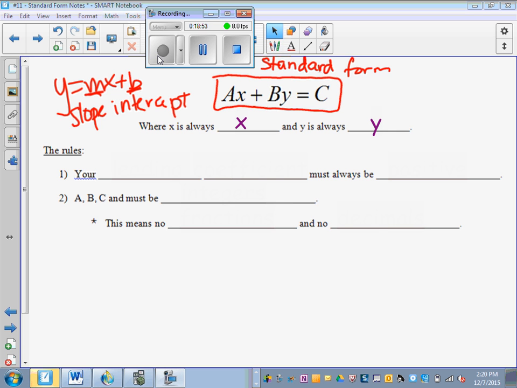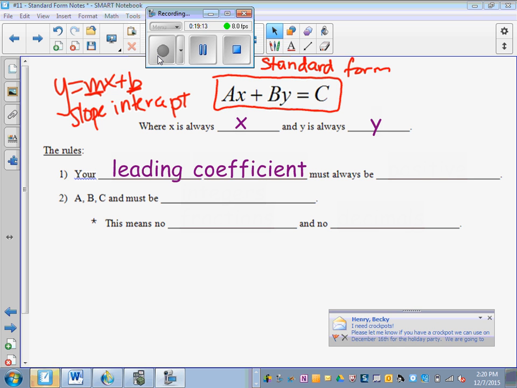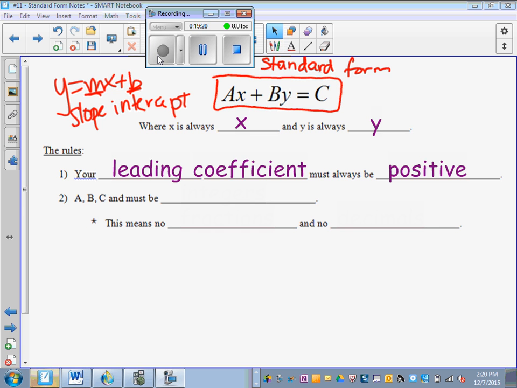Alright, so we have some rules. Just like with slope-intercept form, we had some rules where slope had to come before x and y-intercept was at the end. Our rules for standard form: your leading coefficient must always be positive.